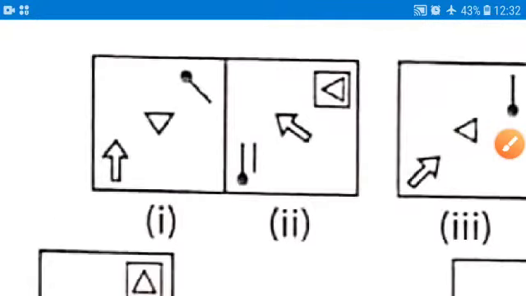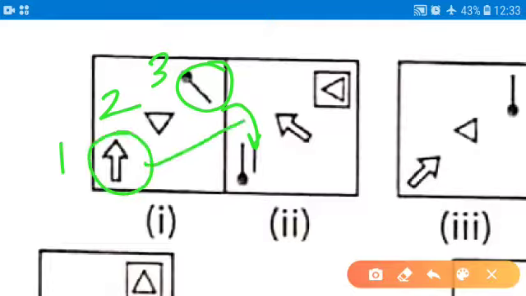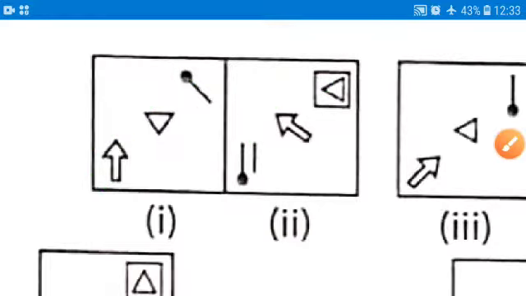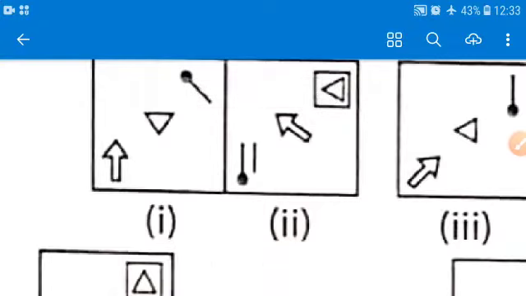Now, see, there are three elements, 1, 2 and 3, and check, this third element is taking the place of the first element in figure 2. In the same way, the first element is taking the place of the second element in figure 2. In the same way, the second element is taking the place of the third element in figure 2. Now, this is the position they are taking, and what rotation are they following?